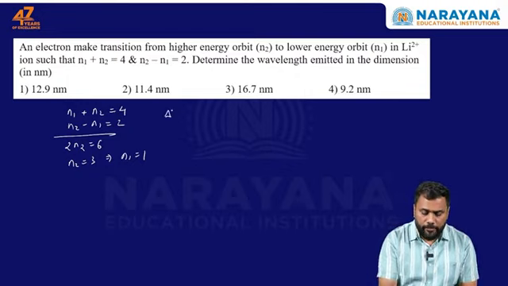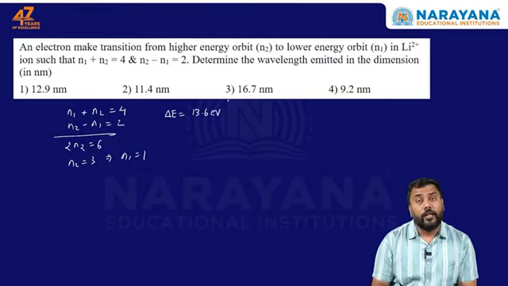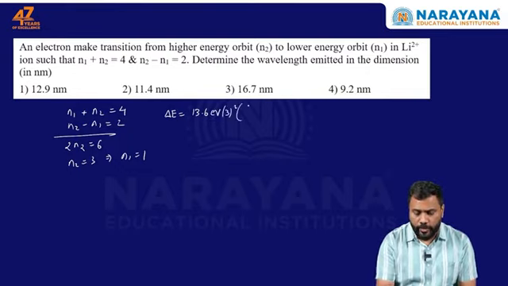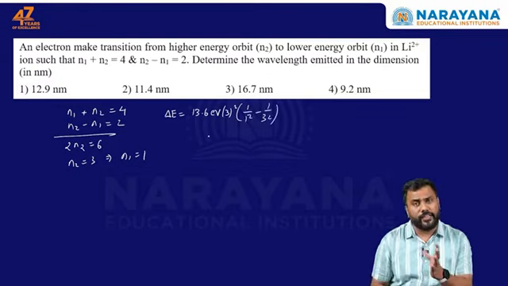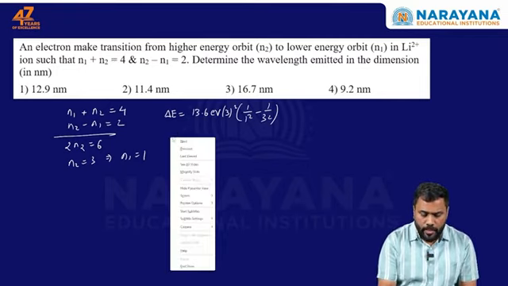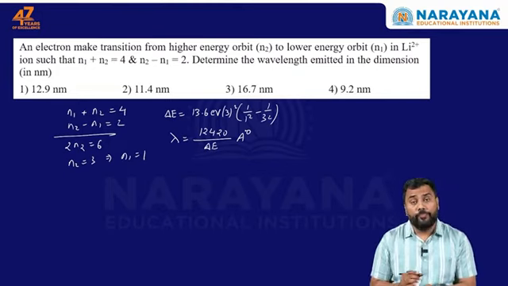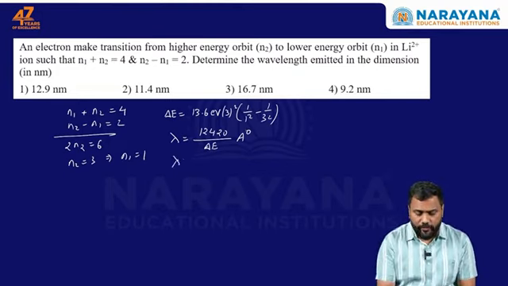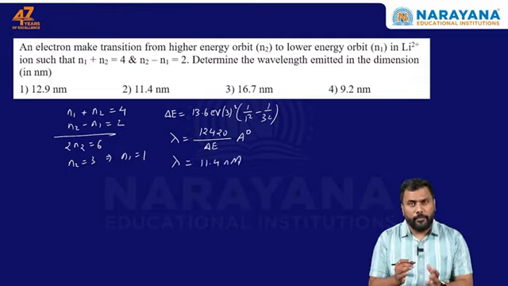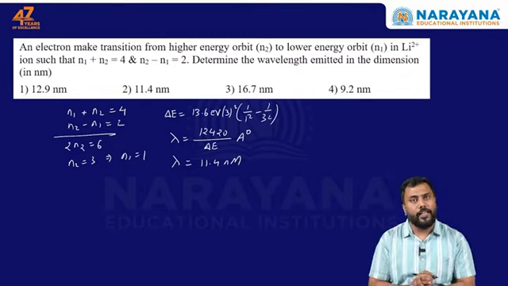Now, the energy gap between these energy levels should be given by 13.6 electron volt into Z square. Li2 positive will have a Z of 3, into 1 upon 1 square minus 1 upon 3 square. If we calculate this energy, we can get the energy of this transition. The photon wavelength we will get by the relationship, it is 12,420 divided by energy, and this will give you a wavelength in angstrom. If you put the value of energy difference here, the wavelength that we are able to get is 11.4 nanometer. I am removing the calculation part for reducing the length of this video.